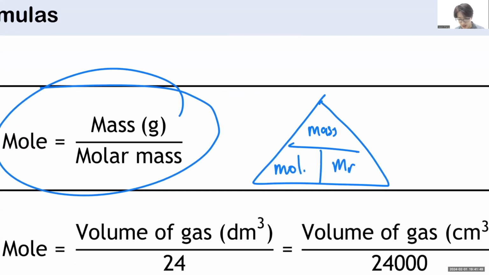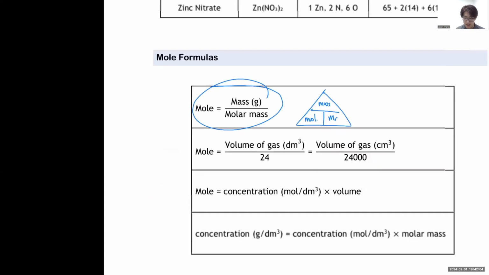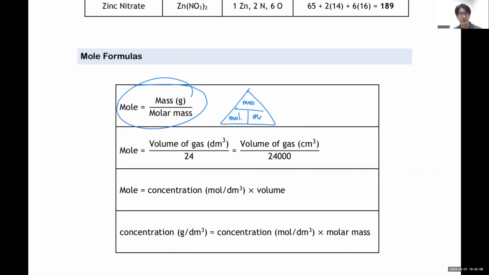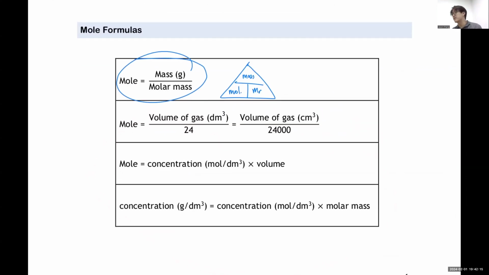So the way to use the triangle is to cover up the thing that you're trying to find. If I want to find mole, I cover up mole. What am I left with? Mass over Mr. If I want to find mass, I cover mass, I will have mole times Mr. That's it. Every single one of these can be converted into a triangle as well. If there's something you prefer, go ahead and try to triangle it out. If not, we will leave this as a formula sheet for you over here.